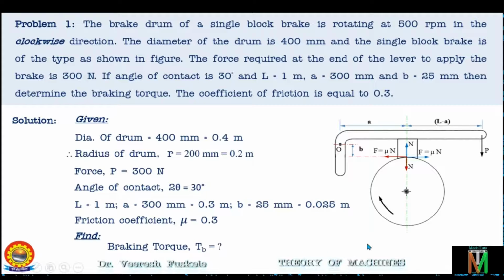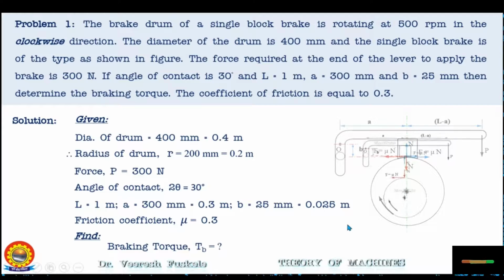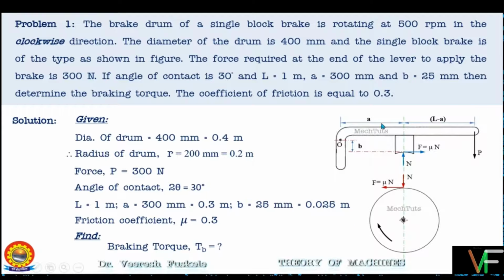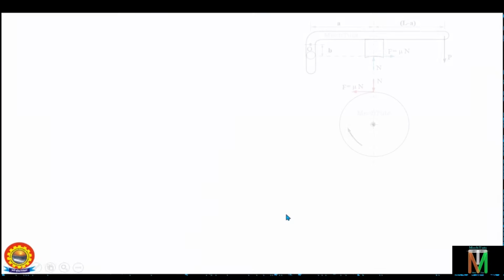Friction coefficient is 0.3 and we have to find the braking torque TB. So let's see how to solve this problem. So this is the free body diagram that we have already learned previously. So we'll just use this to solve the problem.